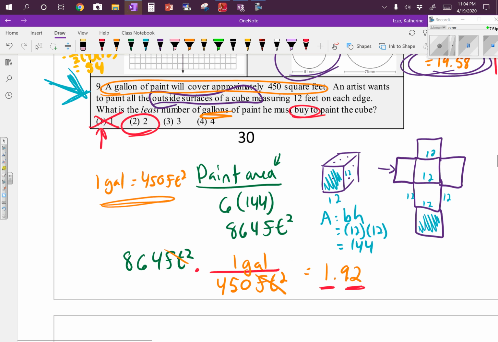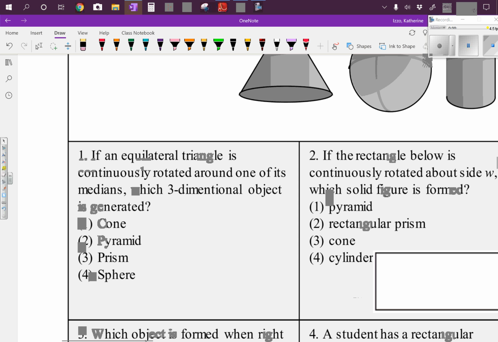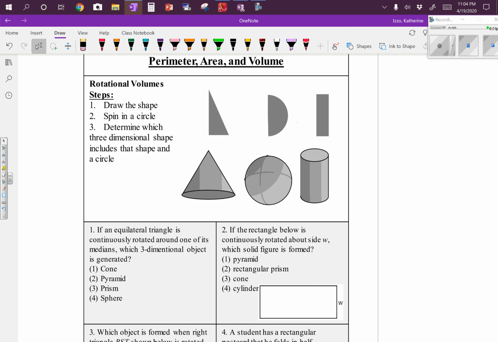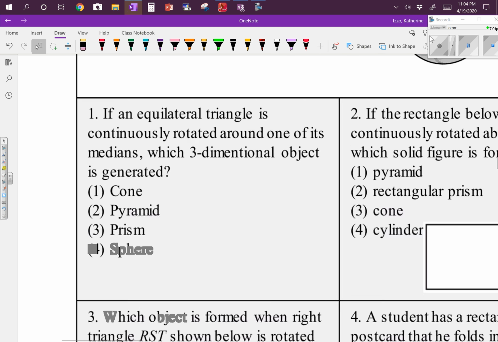For now, though, I want to go on to this one where we talk about the person who was spinning the pottery. You should have at least tried these. Let's take a look at what we should have done on them.